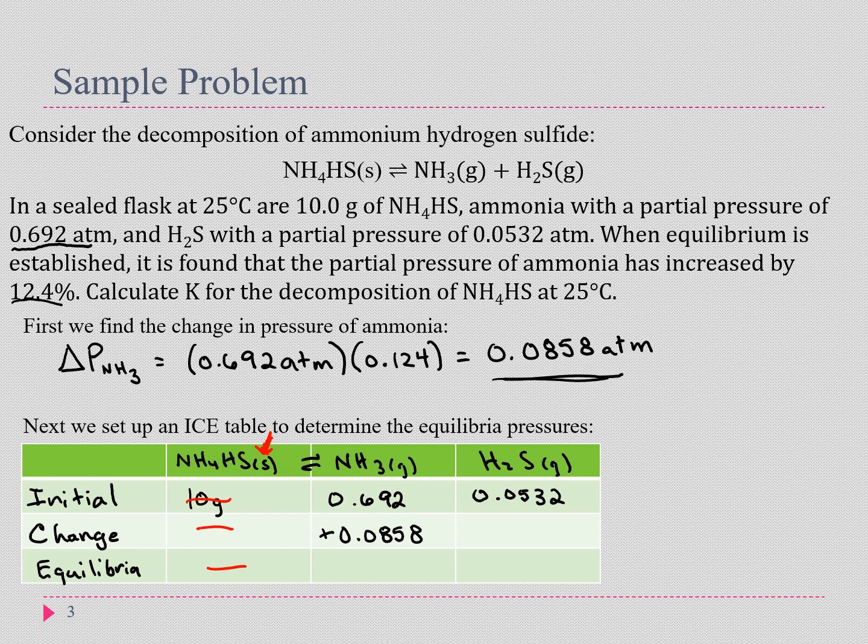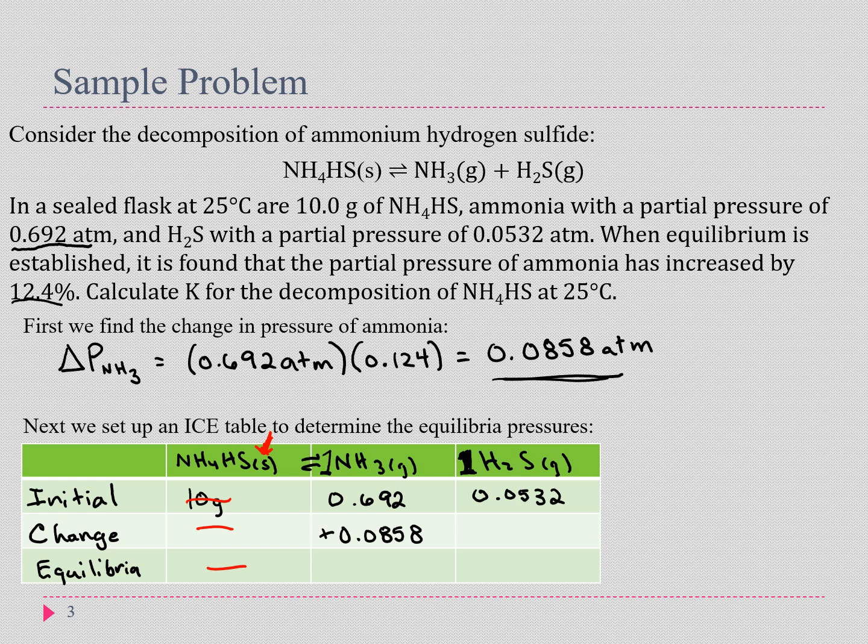Okay, now you might be tempted to increase the H2S by 12.4% of it. It does not increase by 12.4% of it. It is going to go up by the same amount as the ammonia because they are both going up. Each time the solid decomposes, we're making 1 mole of ammonia and 1 mole of H2S. So if I made 1 mole of ammonia, I'd make 1 mole of H2S.